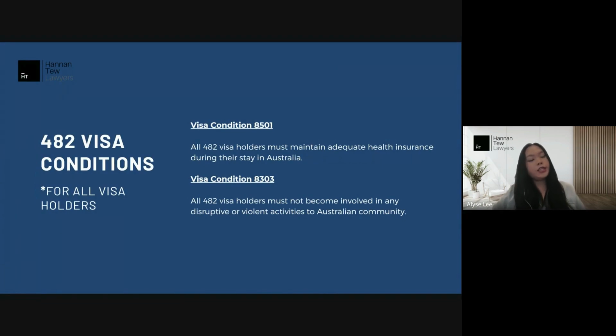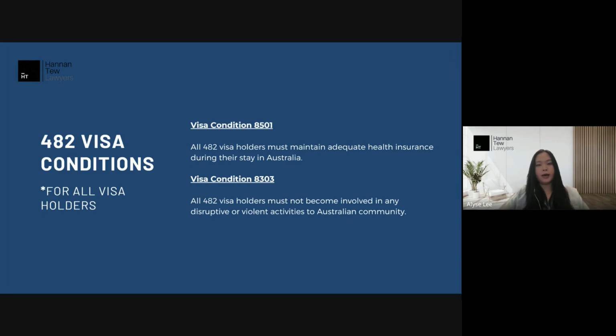So these visa conditions apply not just to the primary visa holder, but also to all their dependents as well. So everyone will need to maintain adequate health insurance while in Australia. This will need to be arranged prior to arriving in Australia, and it needs to be in effect on the day that they arrive.